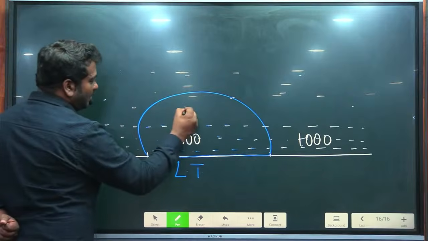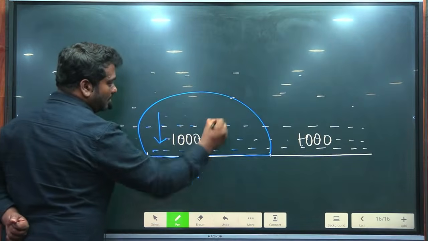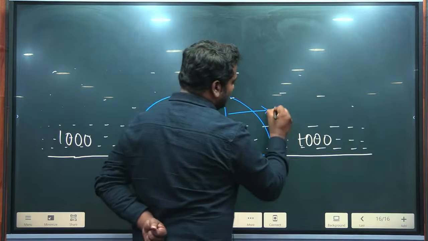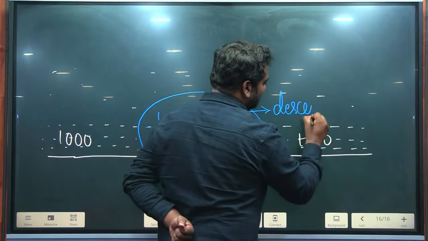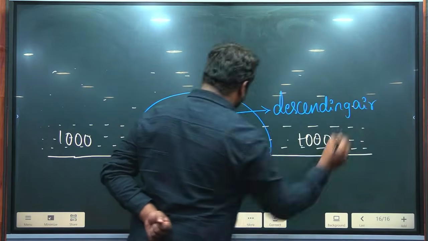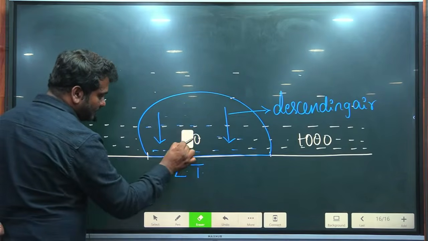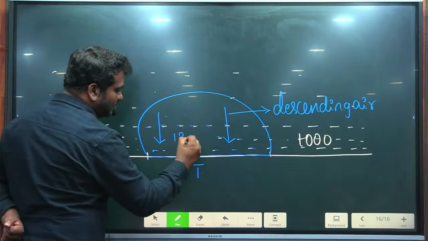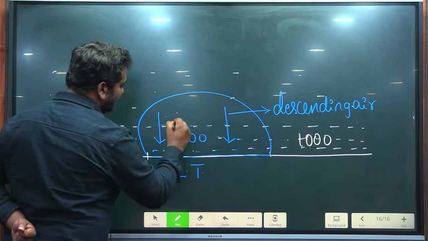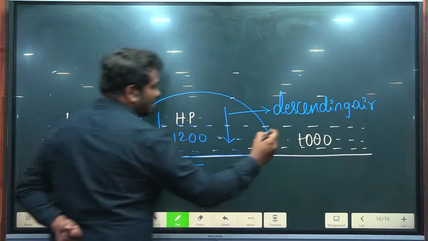When it is cool, can I say cold air has a tendency to come down? Correct? What is this called as? Descending. Good. Now, when there is descending, will the number of particles increase here? Yes. Let's say it became 1200. Now, can I say because of this, it is under high pressure. These two are under low pressure.